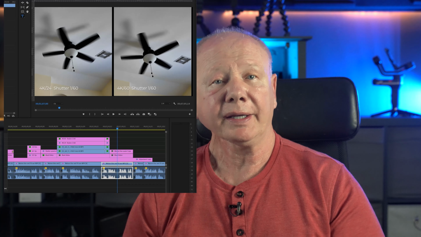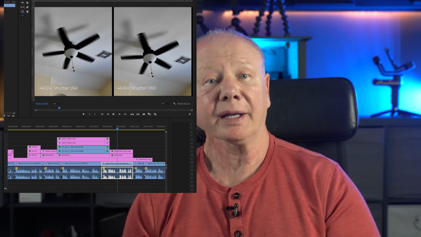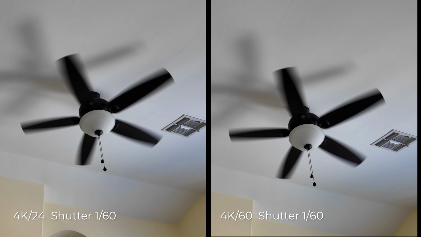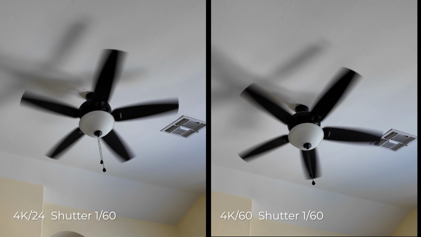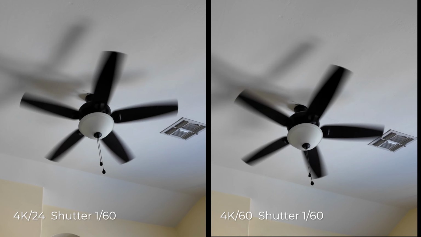And timeline doesn't matter either, i.e. if you have a 24 frames per second timeline and play back at 24 frames per second, or you shoot at 60 frames per second and play back at 60 frames per second, the motion blur is the same if the shutter speed is the same.